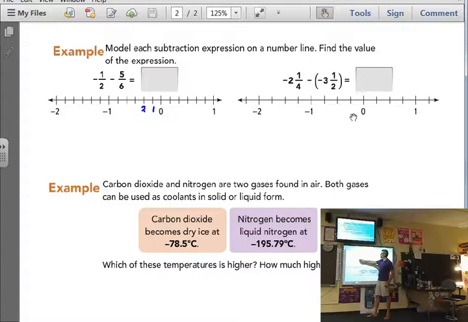So I have 1, 2, 3, 4, 5, 6. That means each of those tick marks is worth 1/6. So if I look at that positive first tick mark, I know that is 1/6. So I need to start at -1/2. Since I'm negative, which side of 0 am I going to be on? The left side of 0.